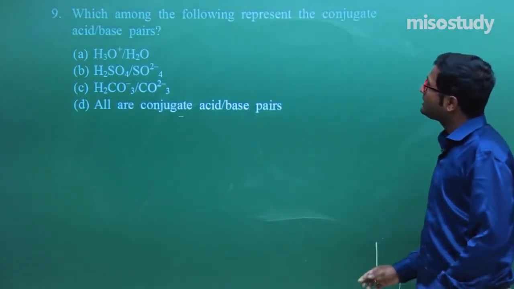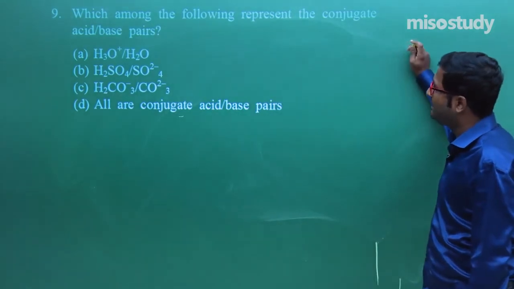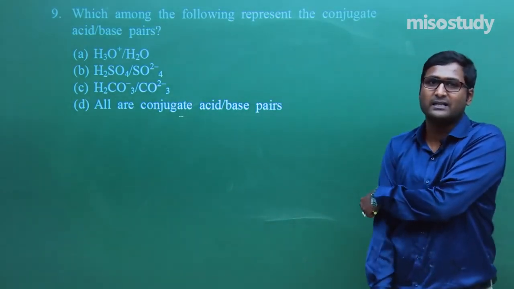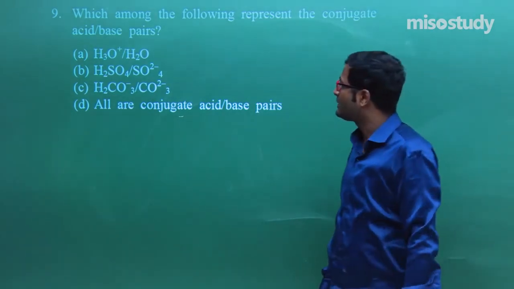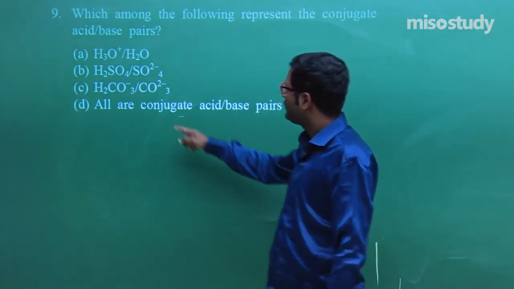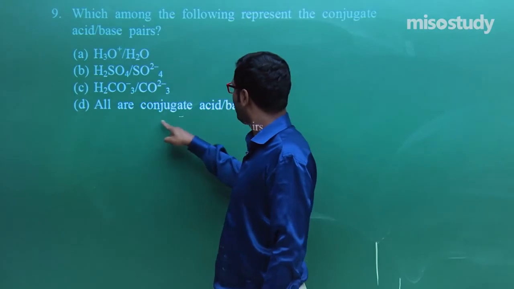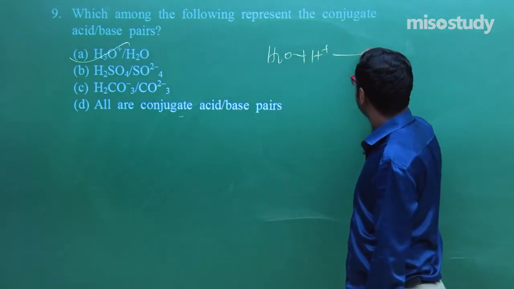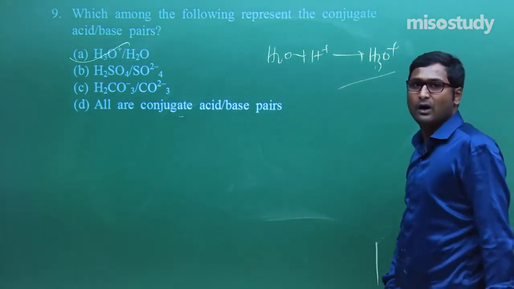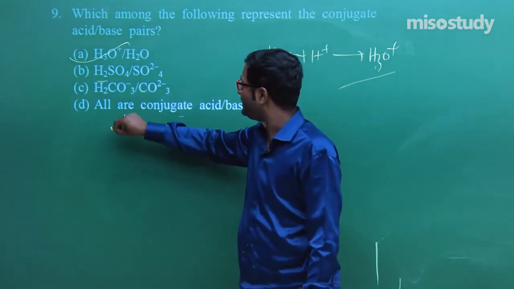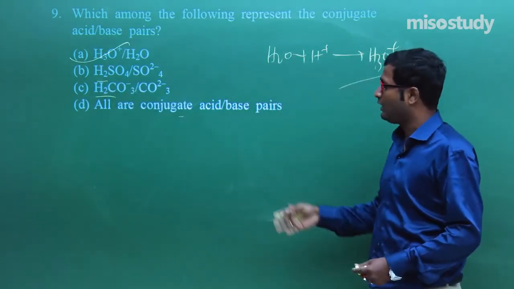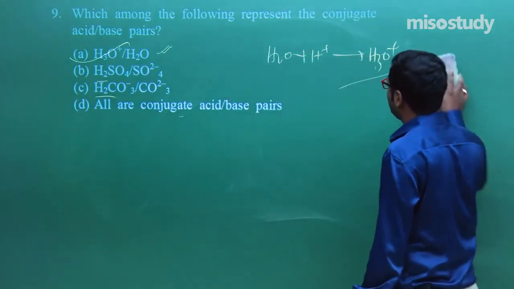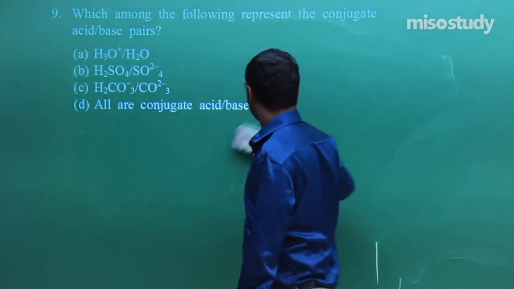question number 9. Which among the following represent the conjugate acid base pair? Now tell me, as we know, in a conjugate acid base pair there is a difference of H plus, 1 H. Now check it out. Which one is H2SO4, 2 hydrogen? That is 1. All are no. This one A is the correct option because H2O plus H plus gives H3O plus. There is a gap of only 1 hydrogen, but in this case there are 2 hydrogen. So these are not conjugate acid base pairs, but this is a conjugate acid base pair. Clear to you, friend? Now let's move to the next one.